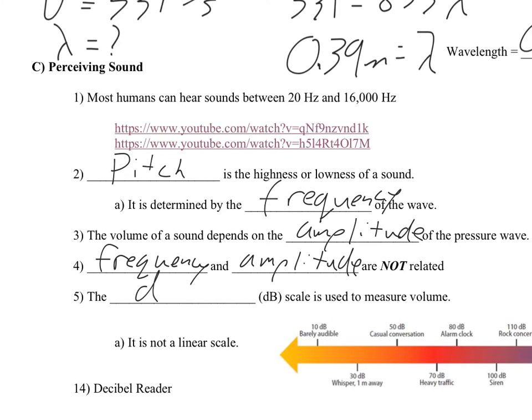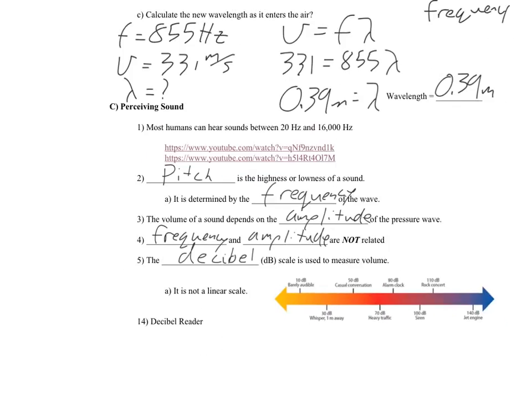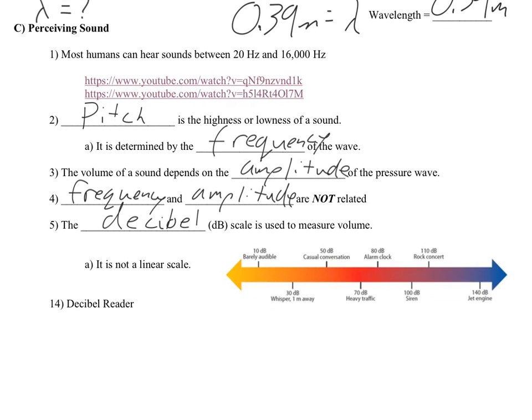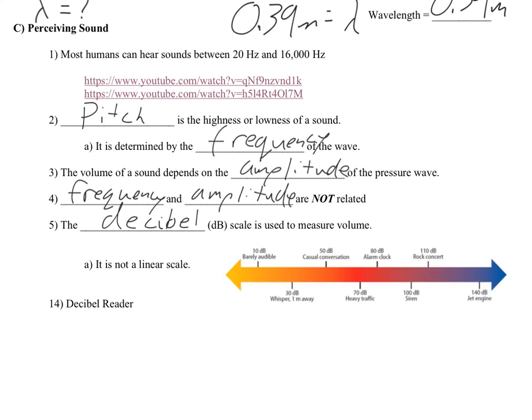And we measure sound level in decibels. The higher the decibels, the more sound there is. The decibel scale is a little bit tricky. It's a logarithmic scale. It's not linear, but that's not really important. All I want you to understand is that decibels are what we use to measure how loud something is.